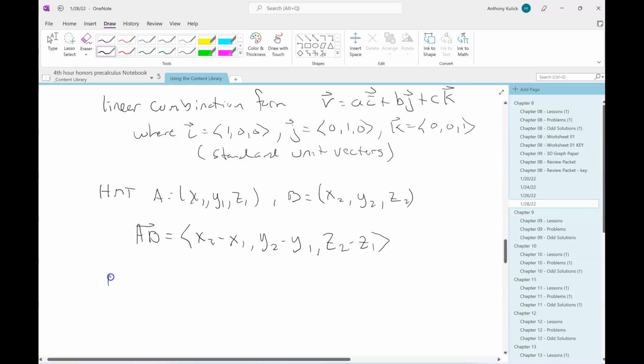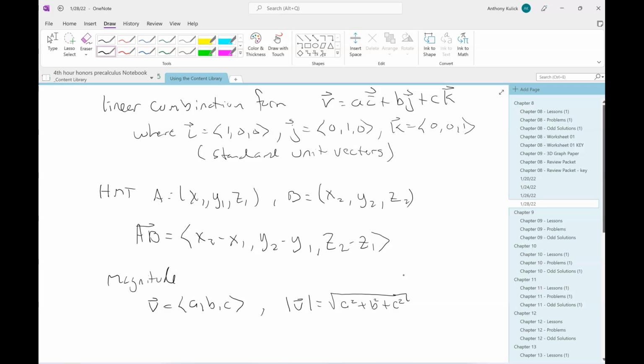Our magnitude. So for a vector in component form a, b, c, the magnitude of v would be a squared plus b squared plus c squared, all square rooted. Again, just like 2 dimensions, except you have a third component going on. Yeah, exactly.